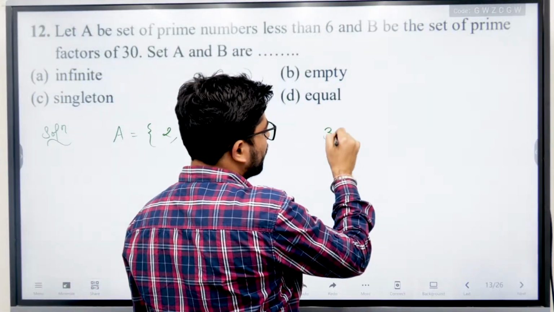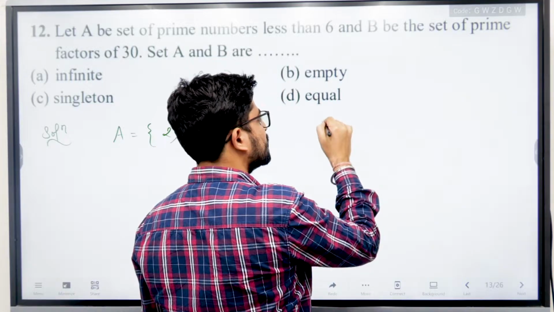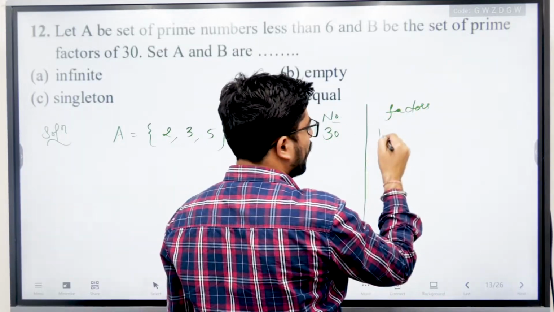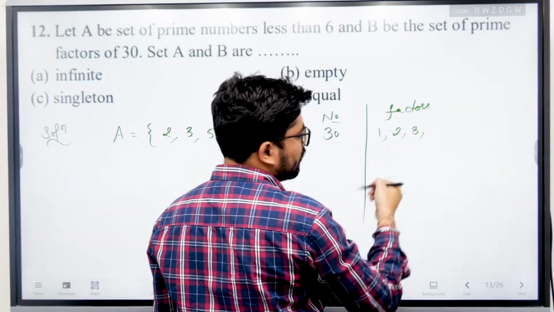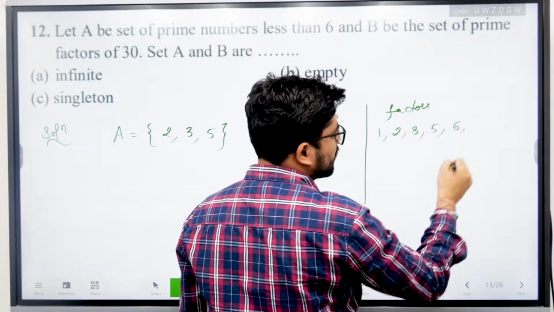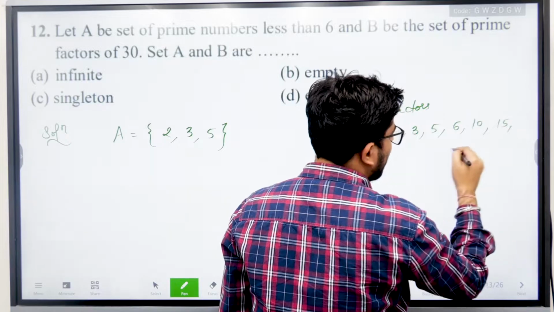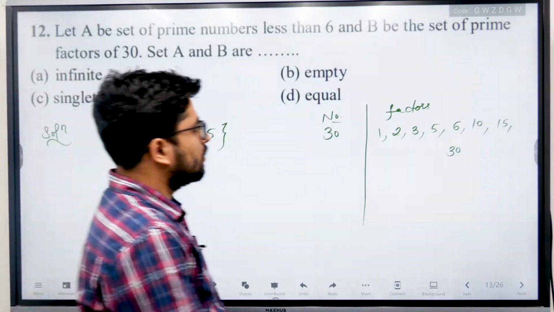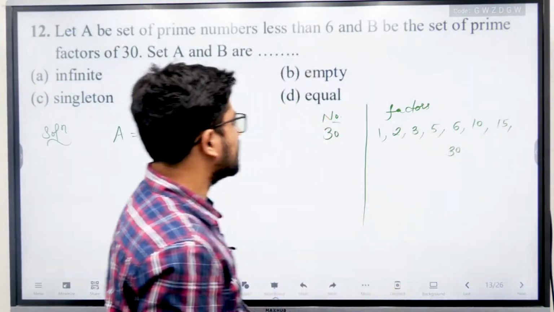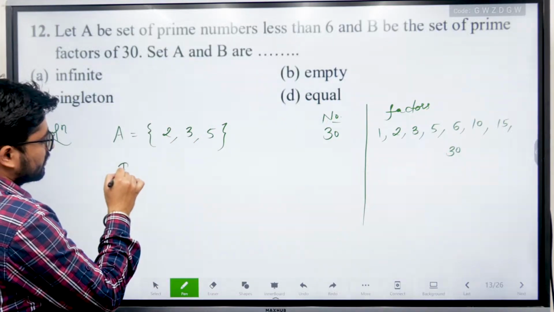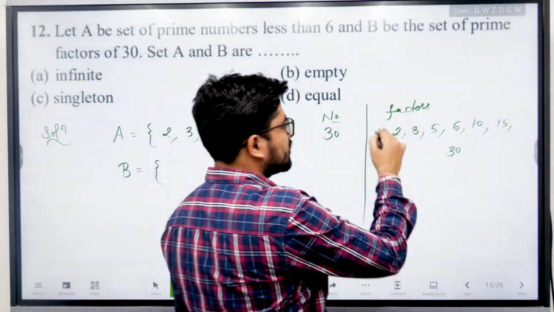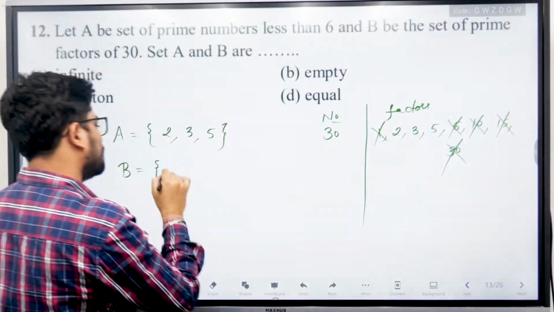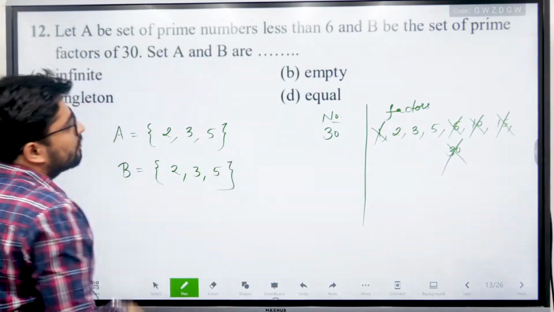So factors of 30, this is your number, and here write the factors. Factors of 30 are 1, 2, 3, then 5, then 6, then 10, 15 and 30. These are the factors. B is what? B is the set of prime factors of 30. Prime factors of 30 are what? This is not prime, this is not prime, this is not prime, this is not prime, this is not prime. So prime numbers are 2, 3 and 5.